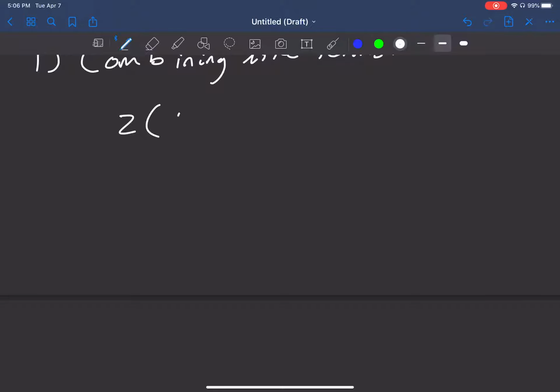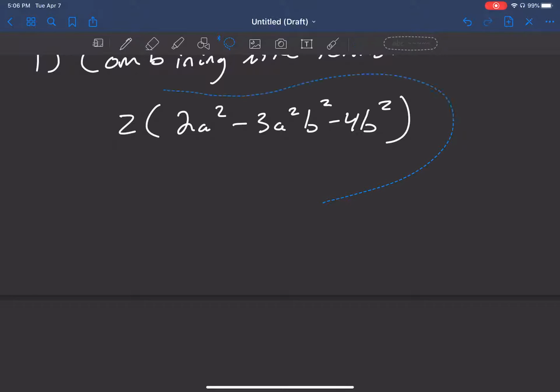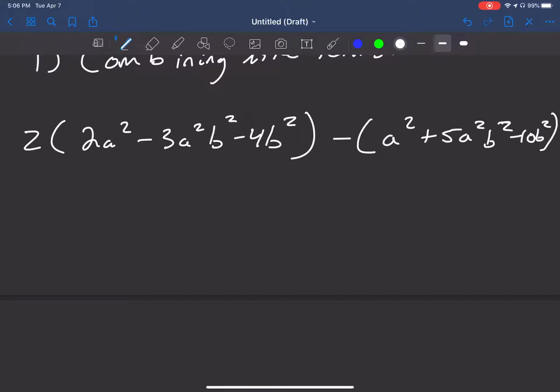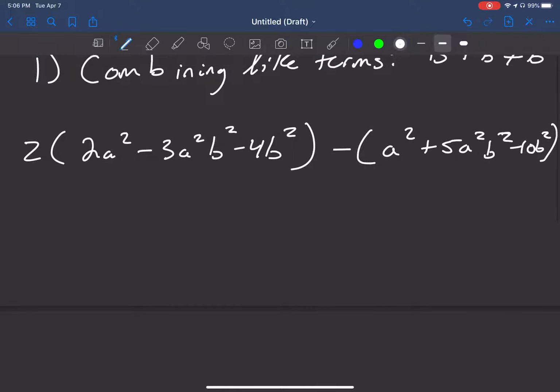So we have 2 times (2a squared minus 3a squared b squared minus 4b squared), minus (a squared plus 5a squared b squared minus 10b squared). Okay, so let's look at this question, right? So it's under combining like terms. We want to simplify this as much as we can.